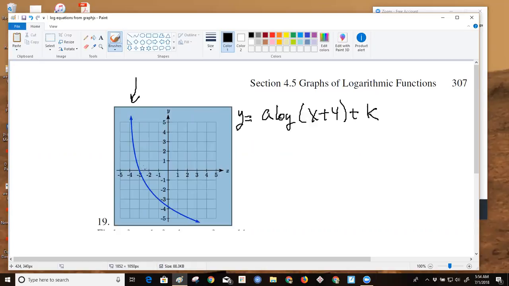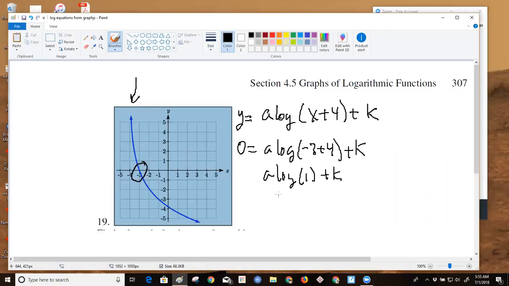So then I'm going to pick a point. Looks like -3, 0 is a good point to use. It's a nice lattice point. So y is 0. Because I've got a couple of variables here, the a and the k, I got to see what they are, or if they're 0, I want to be able to eliminate them. So plus k. Well, -3 plus 4 is 1, and the log of 1 is 0. So that tells me k is also equal to 0.